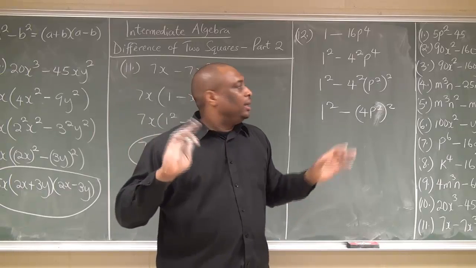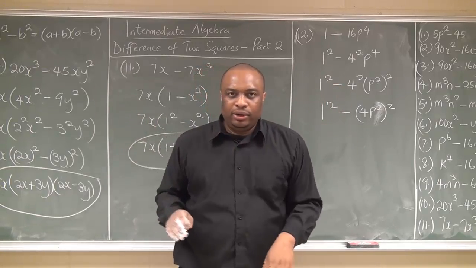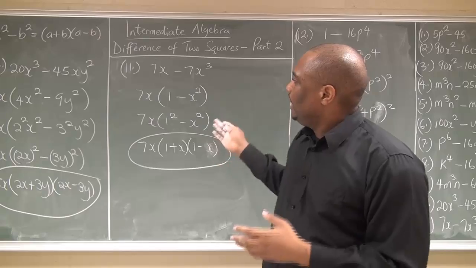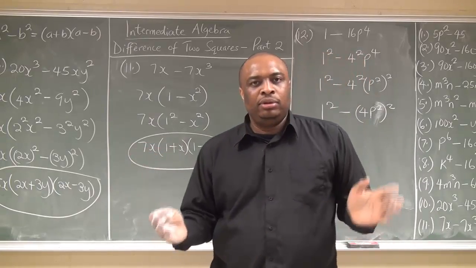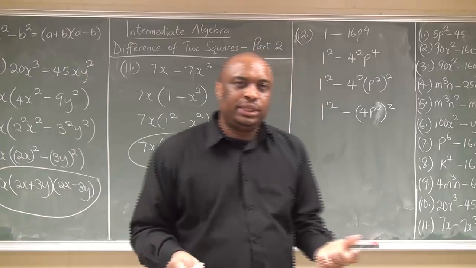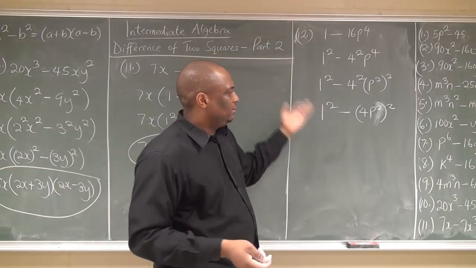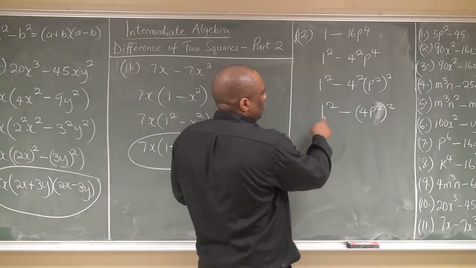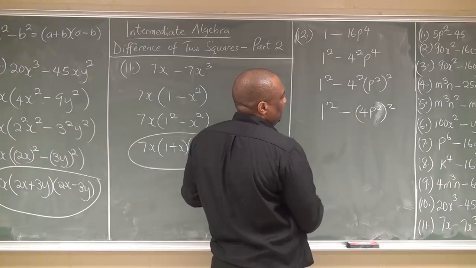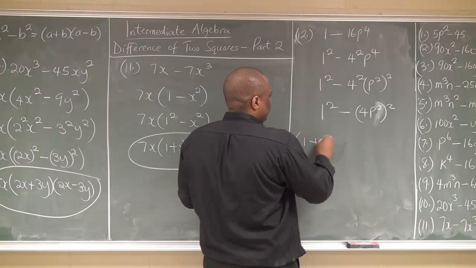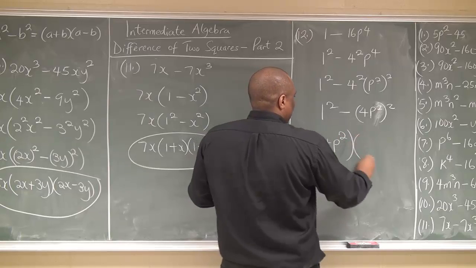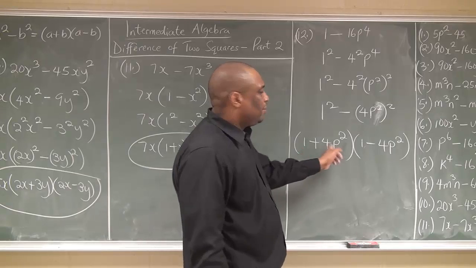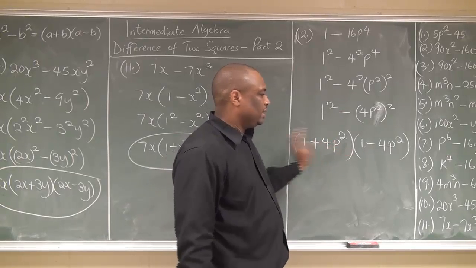You don't just solve like that. No. I will teach you well. I will advise you to make it as an entity before you now find your A, find your B, and you solve. We did similar problems like this in part 1. So now your A here will be 1 and your B is 4p squared. So this will be 1 plus 4p squared times 1 minus 4p squared. This is sum of 2 squares. There's nothing we can do here.